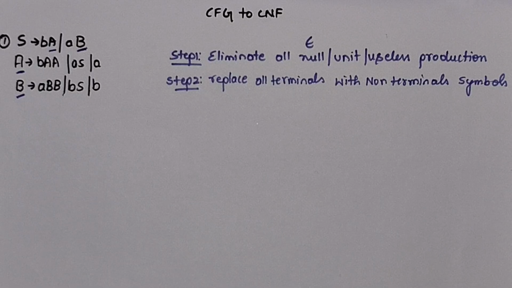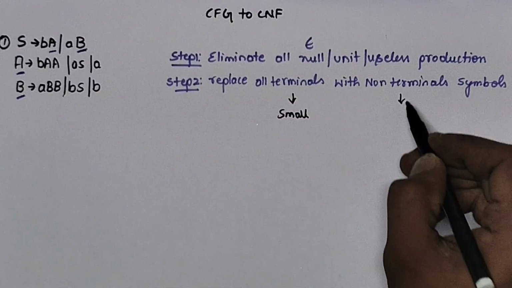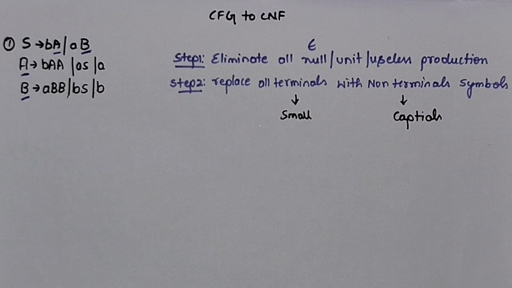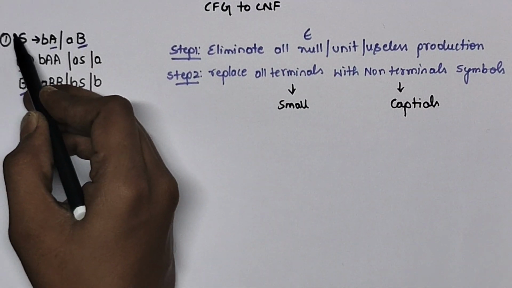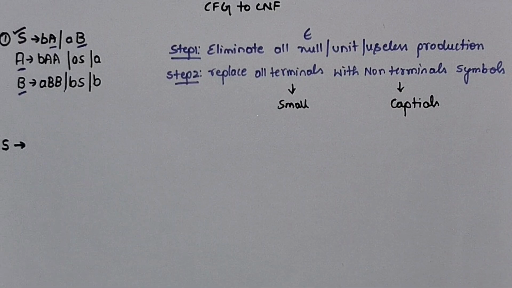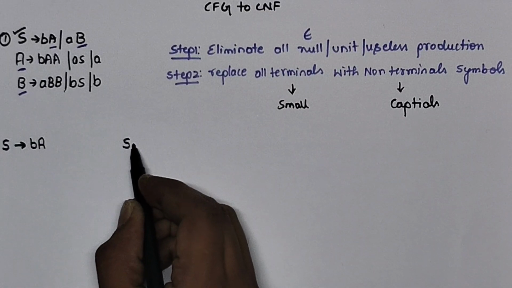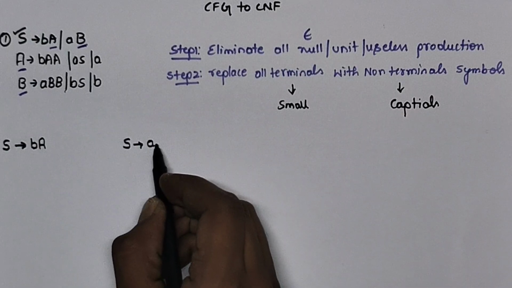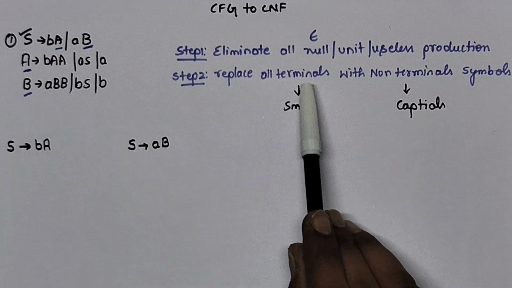What do terminals mean? Terminals mean the small letters. Non-terminals mean capital letters. You should not be confused. Small letters represent the terminals and capital letters represent the non-terminals. Now let's start solving the problem. First let's take the productions produced by S. Capital letter S is producing two productions. One is small letter b with capital letter A, and another is S producing small letter a and capital letter B. So now the second step is to replace all the terminals.